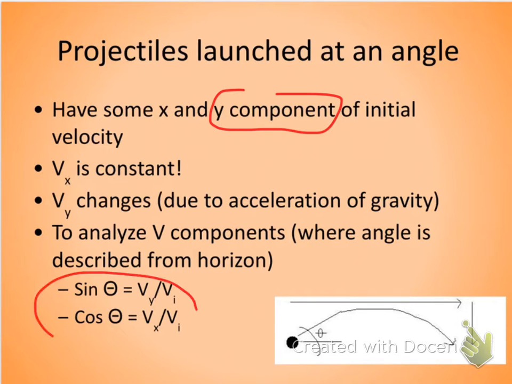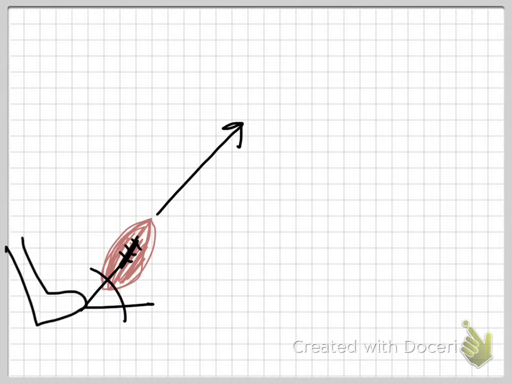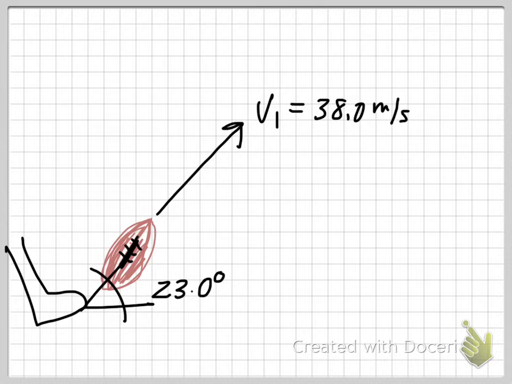So that whole skill you've built of breaking apart the vectors, now you're going to end up using on the initial velocity. Suddenly the initial velocity is not just initial velocity. So if we have a football being kicked, if we have an angle with the horizontal of, we'll say 23.0 degrees, and we have an initial velocity of, I don't know, 38.0 meters per second.